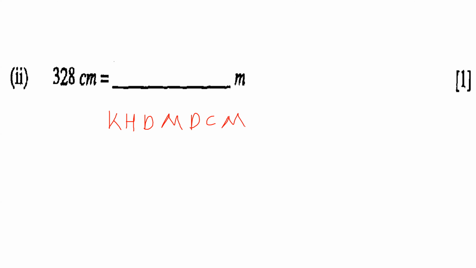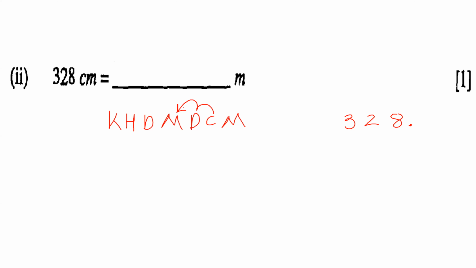All right, so we have 328 centimeters equals to blank meters. So we're gonna move from what? Centimeters to what? Meters. So this is centimeters right here, and then this is meters. We're gonna move over how many times? One, two. So we're gonna move over 2 times to the left. So we have 3, 2, 8. Notice that our decimal point is here. Let's move it twice to the left.